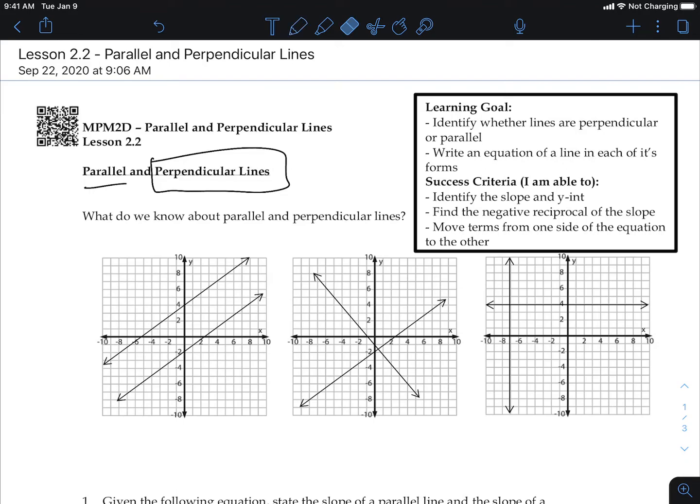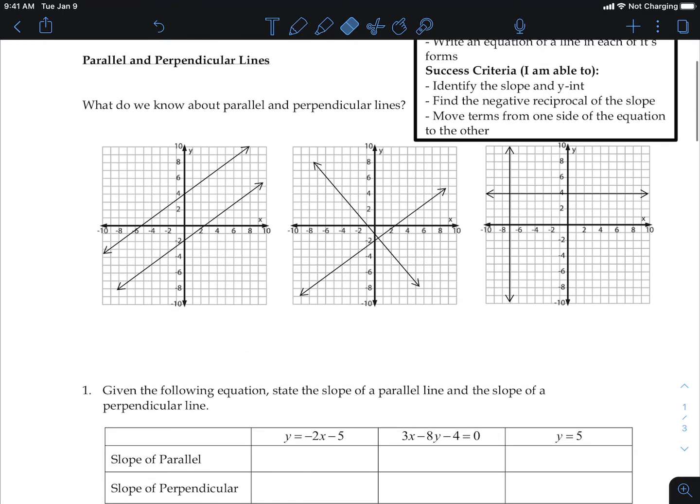Okay, so here's what we know about parallel and perpendicular lines. Parallel looks like this in the first picture. We've seen those before. There's no solution. They have different y-intercepts, but the same slope, right? So they never cross. That's nice.